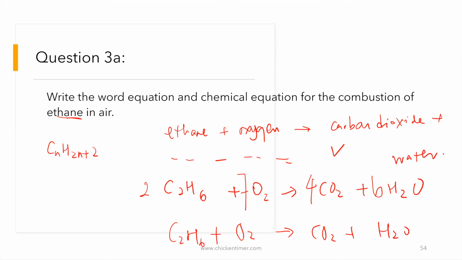What I usually do is I'll balance the carbon first. Then you will see that there are 6 hydrogen, so I put a 3 here. But then the oxygen is odd: 4 oxygen here and 3 here, so it's 7 oxygen, which becomes 7 over 2. So I times 2 to everything. Did I miss one? Oh, I missed one carbon. No, correct. So your answer is correct.